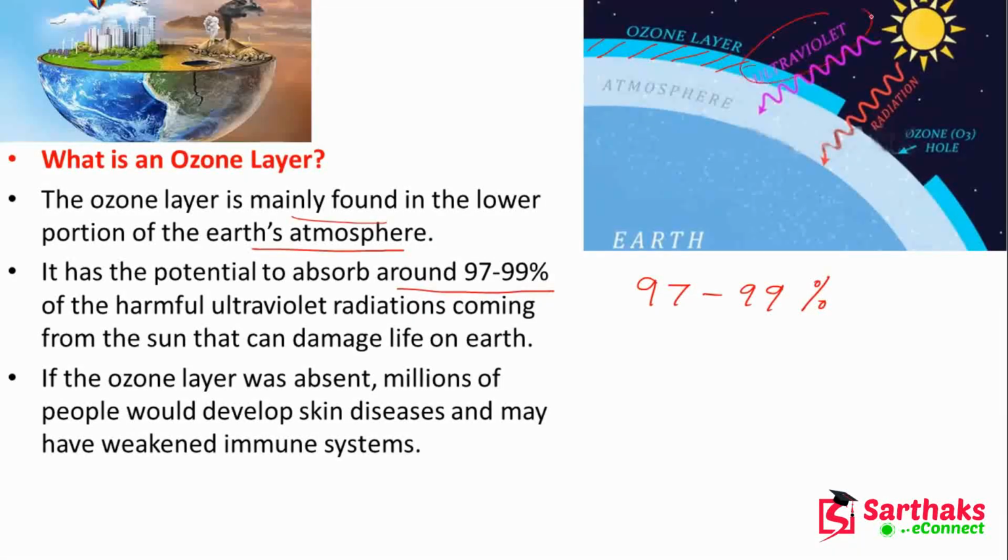Here ultraviolet rays are coming, some radiations are coming. The ozone layer will protect us from those harmful ultraviolet rays, which would otherwise penetrate the atmosphere directly. It is very harmful for life. If the ozone layer was absent, millions of people would develop skin diseases and eye problems also. The immune system would also be destroyed. So this is the ozone layer, and it is mainly found in the lower portion of the Earth's atmosphere.